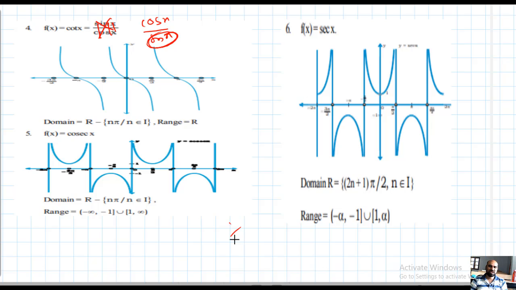Secant x is 1 by cos x. If cos x equals 0, secant x is not defined. When cos x equals 0, tan x is also not defined. The domain of tan x and secant x are the same. From R we need to remove the angles of the form (2n+1) pi by 2, where n belongs to Z. So the domain is R minus (2n+1) pi by 2, n belongs to Z. Range is minus infinity to minus 1 union 1 to infinity. Everyone should remember all these basic graphs of trigonometrical functions and their domains and ranges.